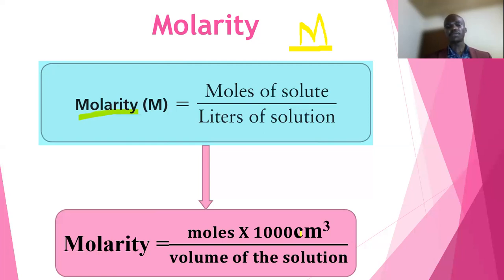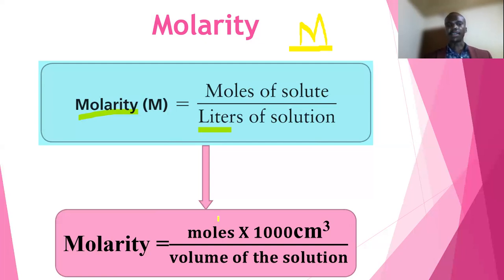I want you to get that point very well. So molarity is given by moles times 1,000 over the volume of the solution. The reason we multiply by 1,000 is just to convert the volume of the solution into what? Into liters, because you can check here, we said it is the number of moles of the solute over the liter of the solution. So the solution must be in liters, and 1 liter is equivalent to 1,000 cubic centimeters.